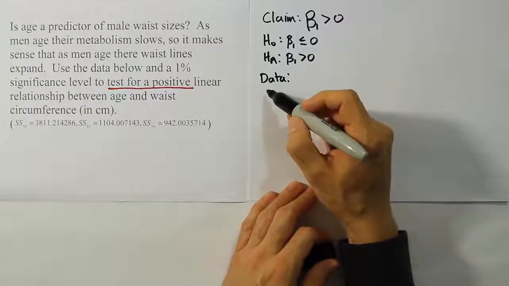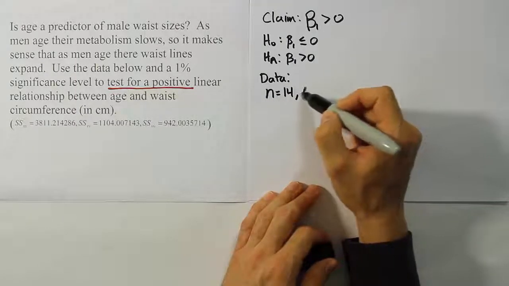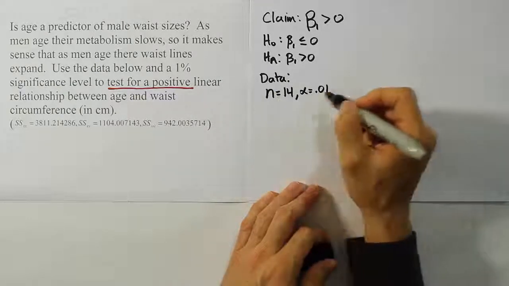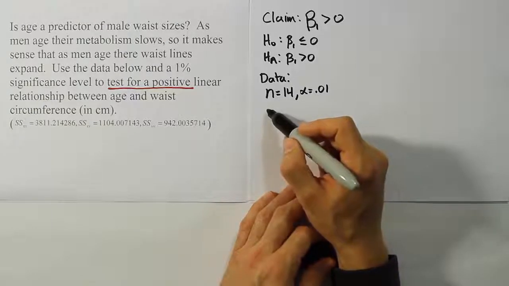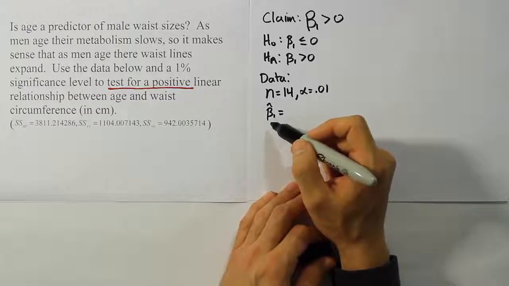So let's start out with the first thing. We said that we should remember that n is 14 for the problem, and that alpha here in the problem is given as 1%, 0.01. We'll need both of those later. The next thing we should do first is to come up with the slope. So we want to do beta 1 hat, the point estimate for the slope.